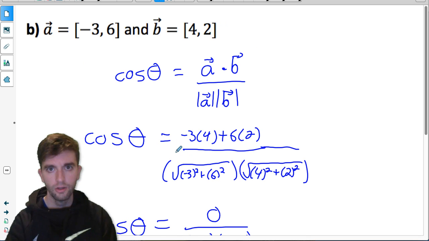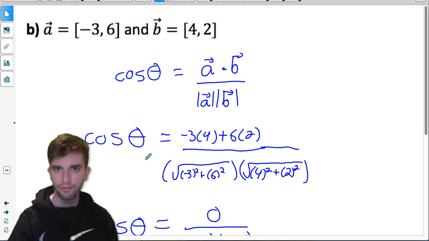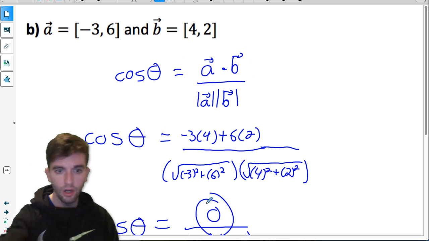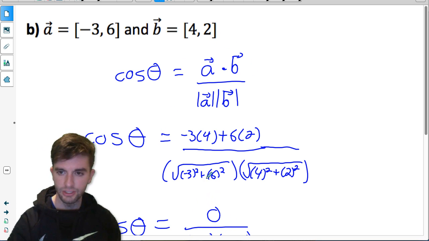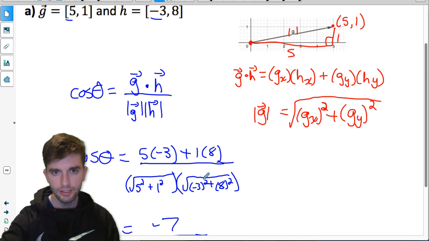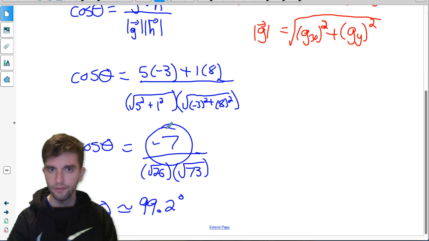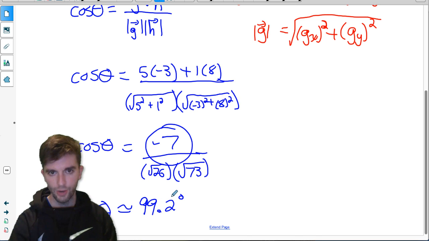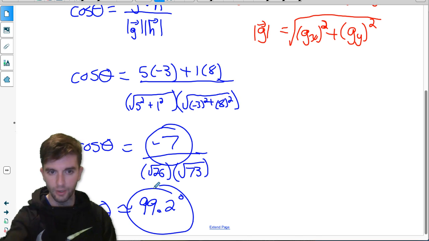Let me remind you about a couple properties of dot product and how they could have tipped us off to what our answers were going to be. Dot product is 0 when the vectors are perpendicular to each other, and the dot product is negative when the angle between the two vectors was between 90 and 180. So I knew I would get an answer here that was between 90 and 180.